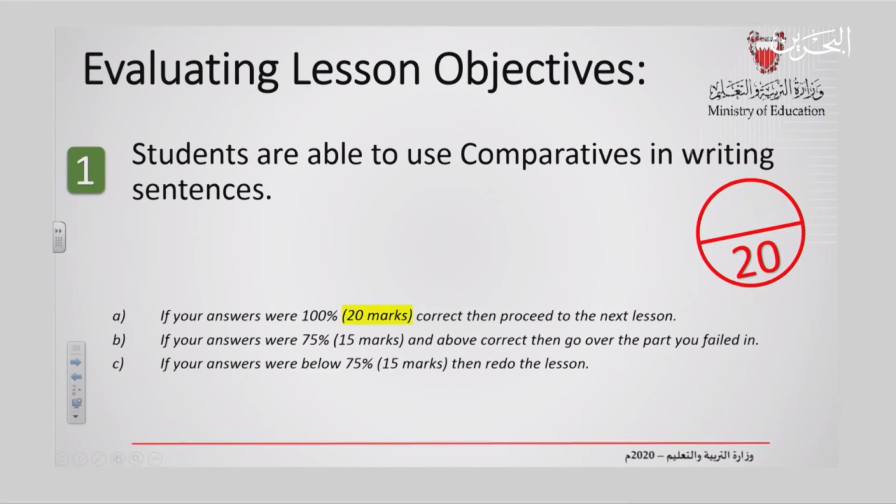Now, if you have 100%, that means 20 marks, correct answers, then proceed to the next lesson. If you have 75% or above, that means 15 marks, you can go back to the lesson, to the part you failed in, and redo that. If you have 75% or lower, that means 15 marks, redo the whole lesson.